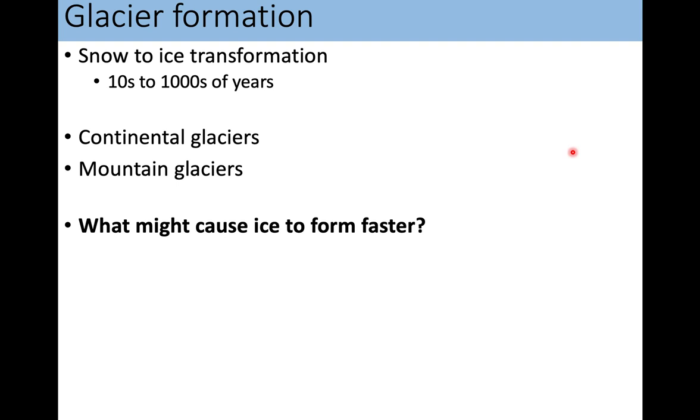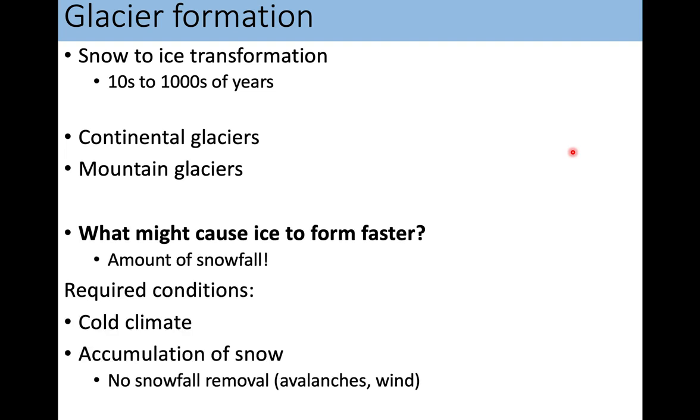So when we think about glacier formation, you can think about what actually might cause ice to form faster or slower. The main component is the amount of snowfall. So what can cause ice to form faster would be additional snowfall, so more snowfall. In order to create ice, we need a cold climate. So as long as it's cold, it doesn't get up above the melting point, and we have large accumulation of snow.